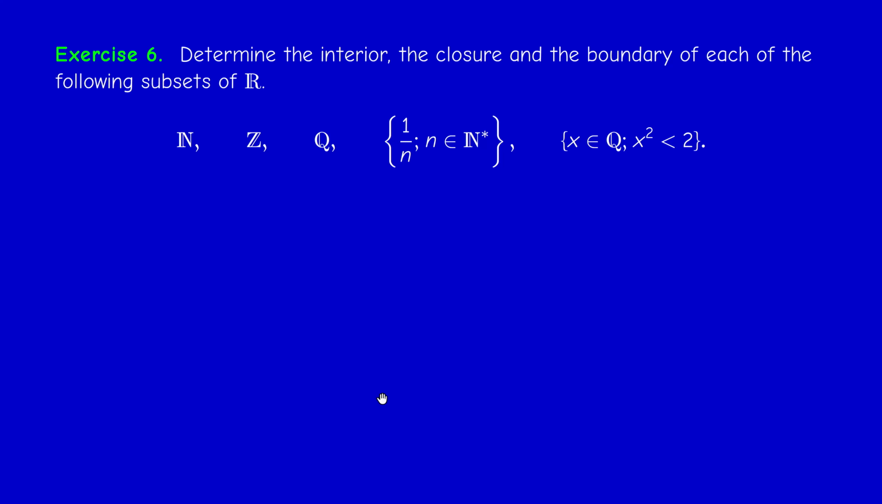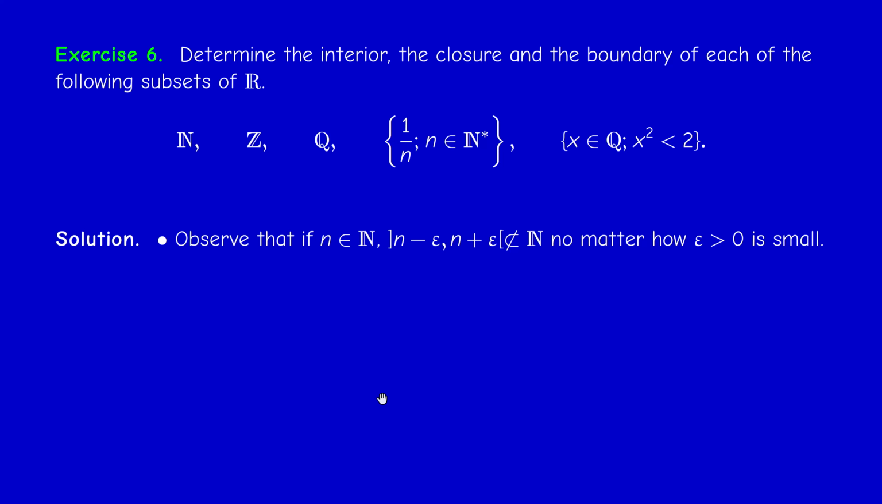And now, the last exercise. We have to find the interior, the closure, and the boundary of these 5 sets. Let us start with the integers. Actually, we proved in the lectures that n is closed, right? But let us first determine the interior. No non-empty interval can be contained in n, because any open interval of the form n minus epsilon and n plus epsilon contains irrational numbers. So it cannot be contained totally in n, right?